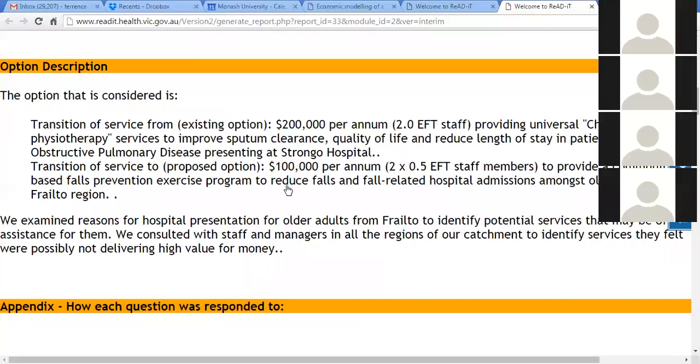And again, you'll notice here that I said $200,000 for the existing option and only $100,000 for the proposed option here. So again, you can enter text in the Word document to explain why you're considering different amounts of money here. And it may be that we're just thinking of reducing from $200,000 per year investment in the existing service down to $100,000. And that's where you get the equal amounts.